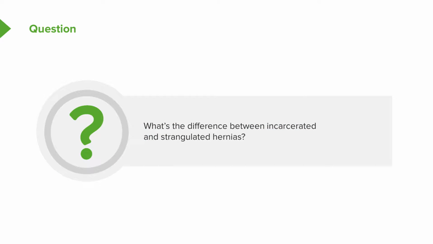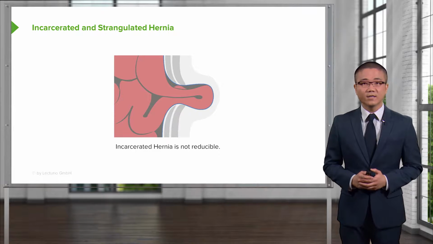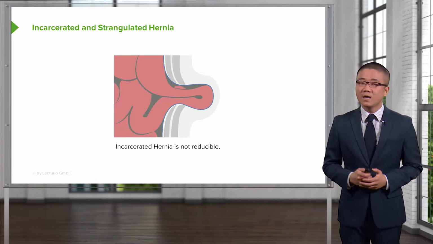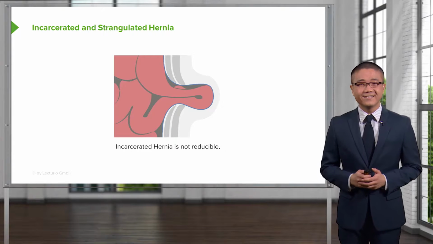What's the difference between an incarcerated and strangulated hernia? I'll give you a second to think about this. This is a depiction of an incarcerated hernia that is not reducible. Again, an incarcerated hernia simply means it is not reducible. There are patients who have an acute incarceration as well as a chronic incarceration, and that difference is very important in determining whether or not the patient needs urgent surgery.